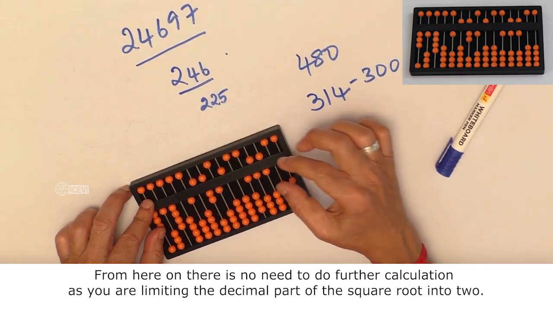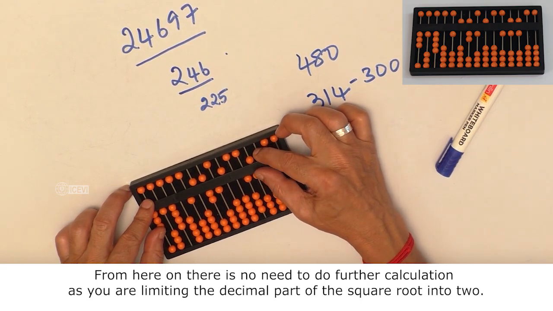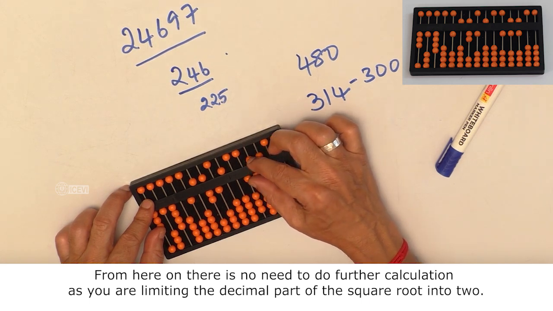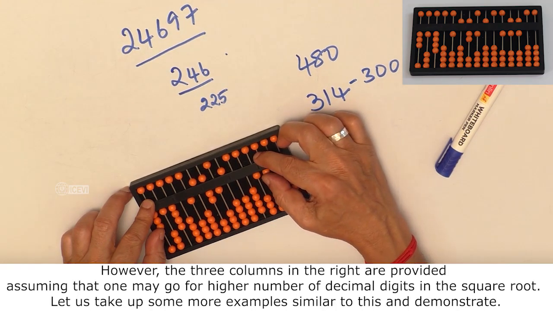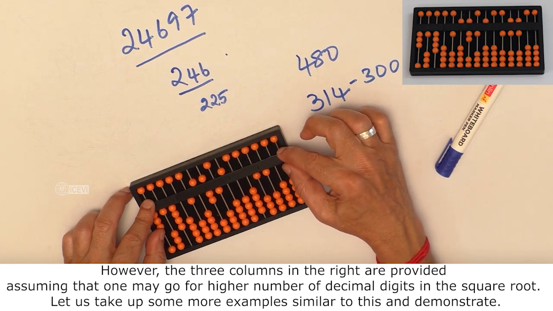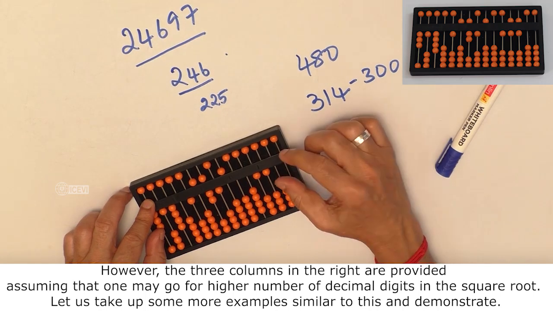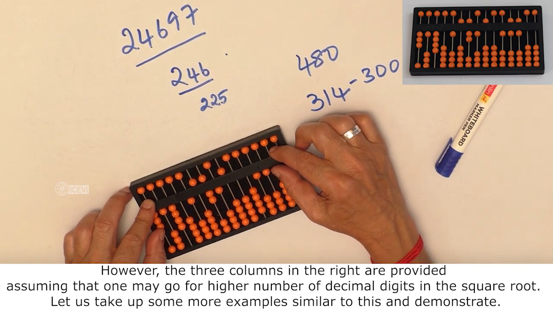157.15. Now from here on, there is no need to do further calculation as you are limiting the decimal part of the square root into 2. However, the 3 columns in the right are provided, assuming that one may go for higher number of decimal digits in the square root. Let us take up some more examples similar to this and demonstrate.